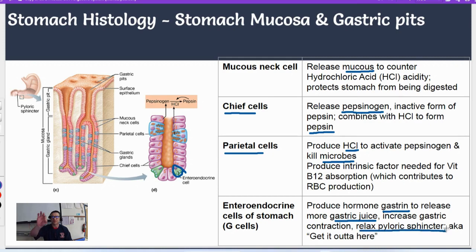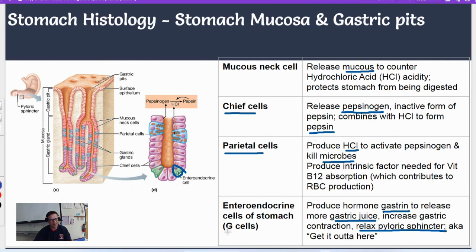So the pyloric sphincter, remember, that's what's between the stomach and the duodenum. So when it relaxes, it's going to open up, and that's going to allow the chyme, because now it's been digested for a couple hours in the stomach, to exit the stomach and enter the first part of the duodenum.